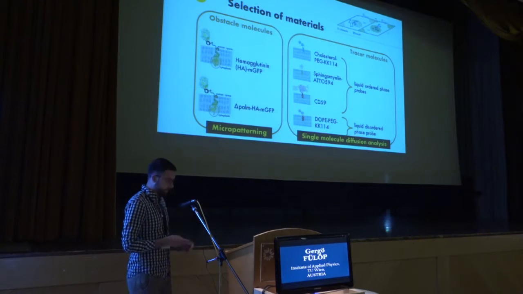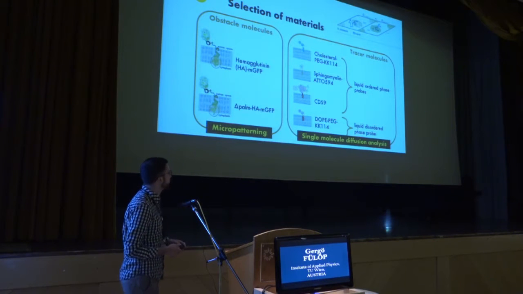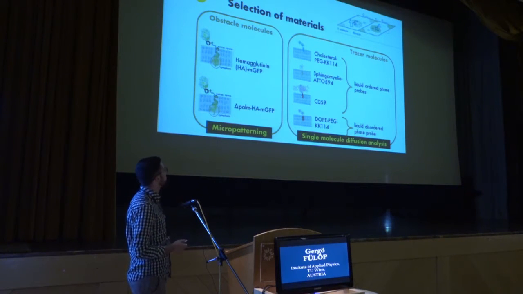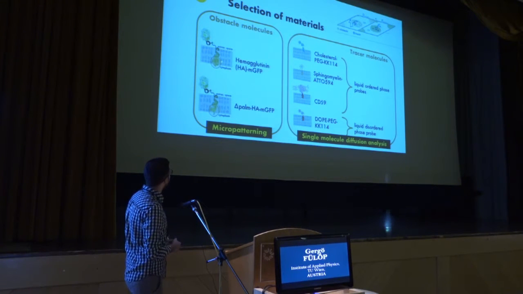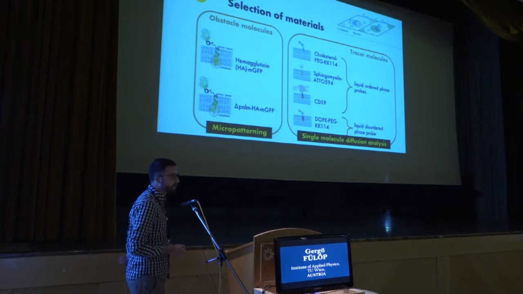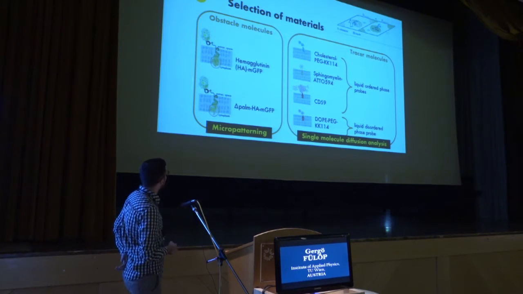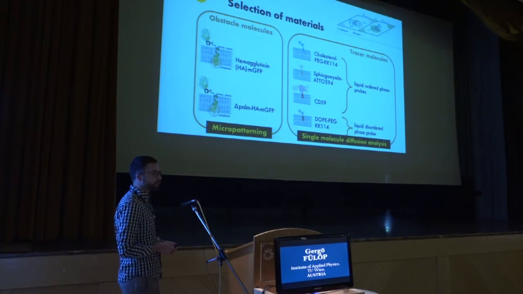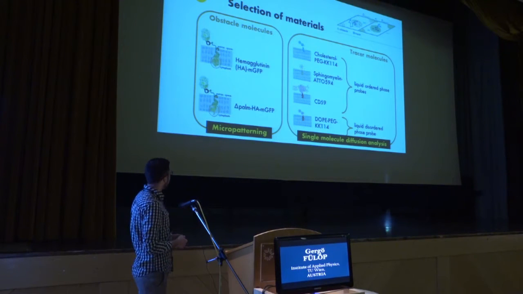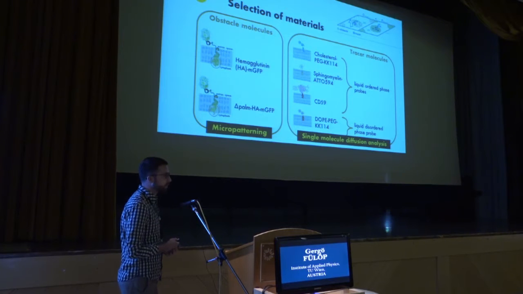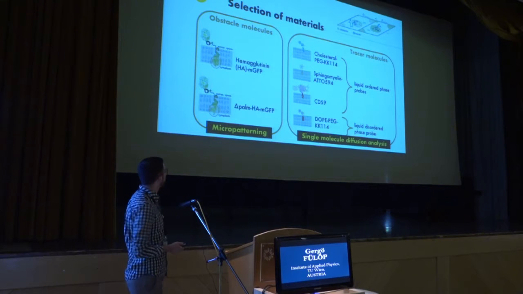So here I show you what kind of obstacle molecules and tracer molecules we chose in these experiments. We chose a transmembrane protein called hemagglutinin, which by default has 4 palmitylation sites. And we also have a depalmitylated version of this protein, a mutant version where there are 0 palmitylation sites. So these were the transmembrane proteins which we used in the cells, and we recruited them in our experiments here.